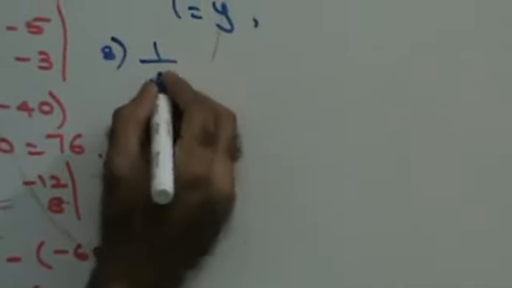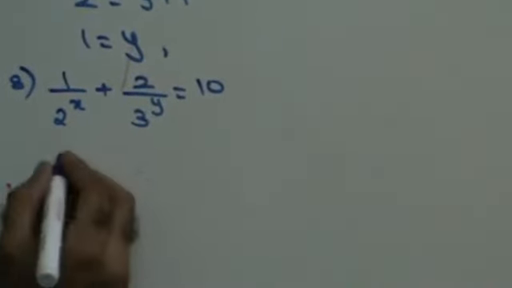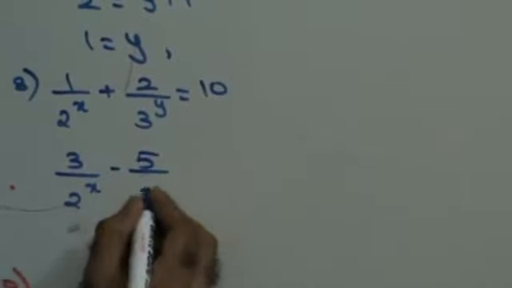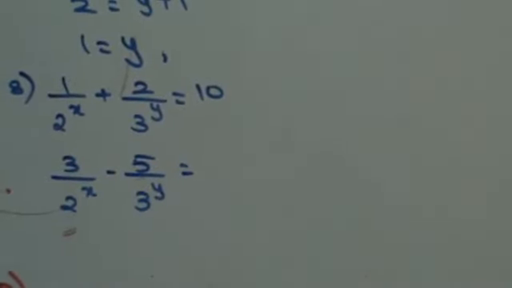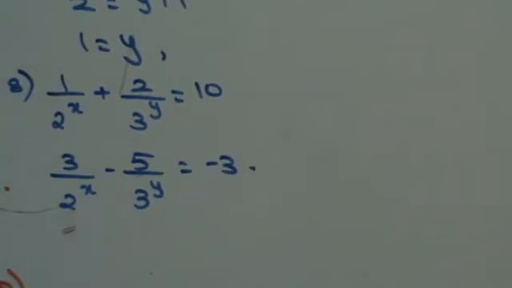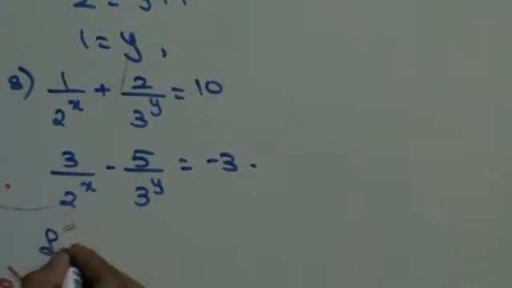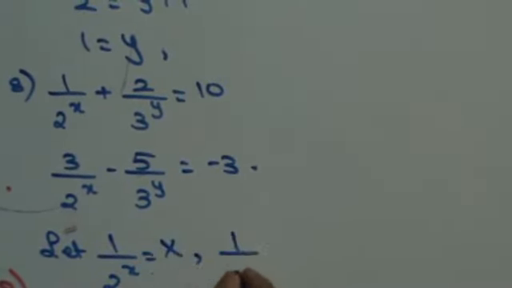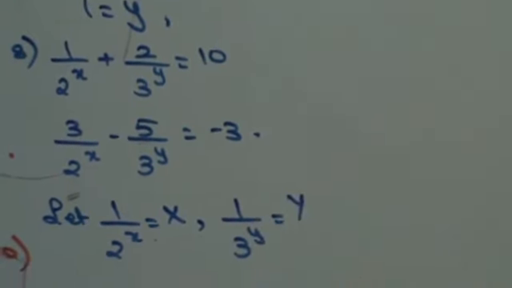1 upon 2 raised to x plus 2 upon 3 raised to y is equal to 10, and 3 upon 2 raised to x minus 5 upon 3 raised to y is equal to minus 3, right? Since I have a denominator, I am going to substitute this. So you will say let 1 upon 2 raised to x be equal to capital X and 1 upon 3 raised to y be equal to capital Y.